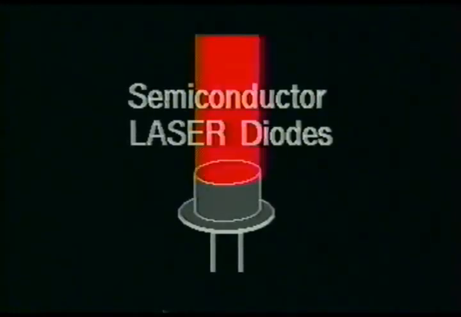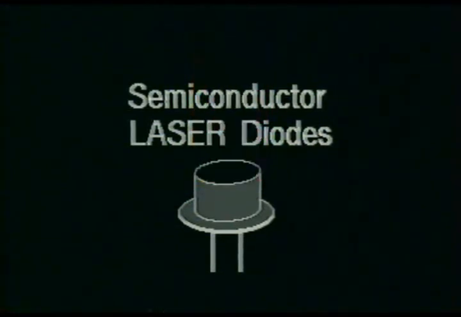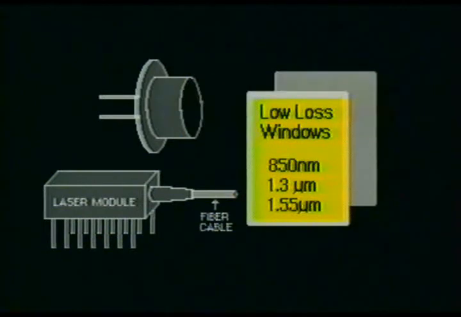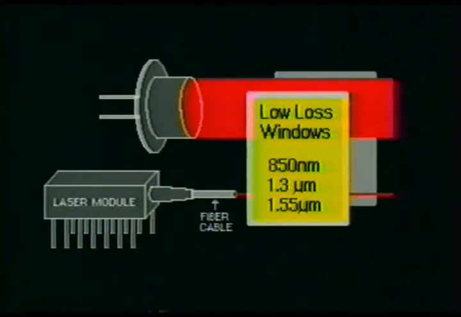This brought about the advent of the semiconductor laser diode. The first semiconductor laser diodes produced a wavelength of 870 nanometers. Even though this was close to the 850 nanometer low-loss window discovered in the fiber cable, it was still not acceptable. By doping the diode with various impurities and modifying the structure of the diode, it was soon possible to produce devices which could operate in the 850 nanometer, 1.3 micrometer, and the 1.55 micrometer wavelengths.